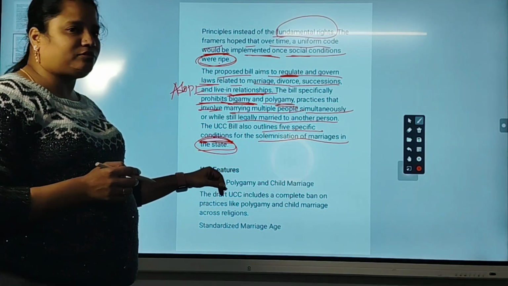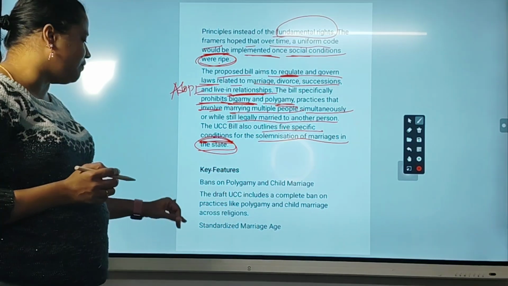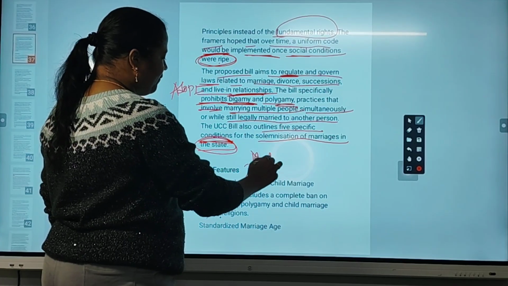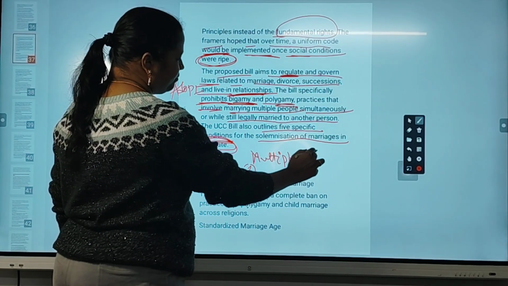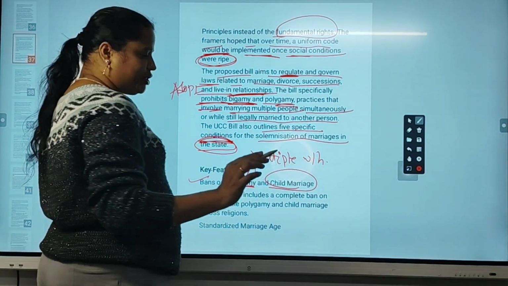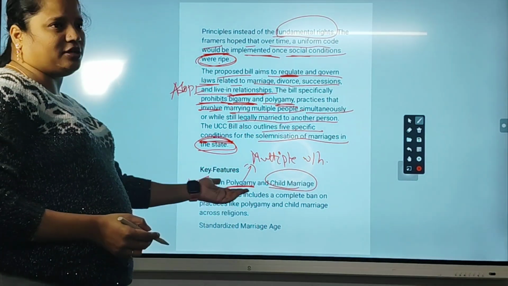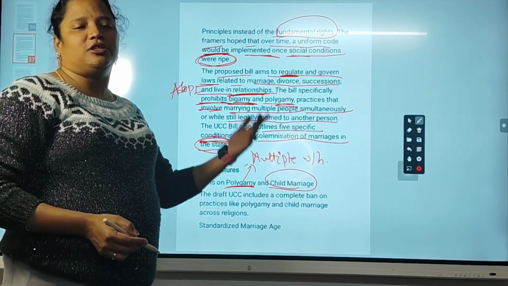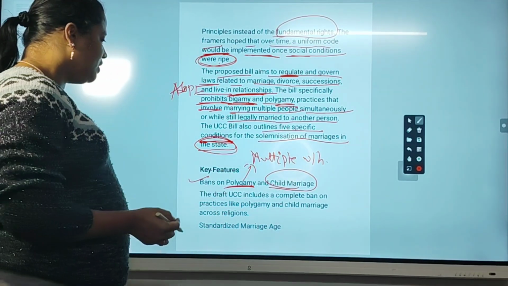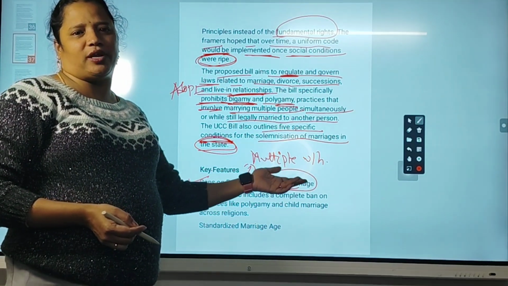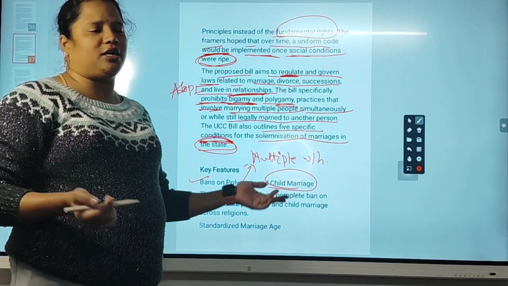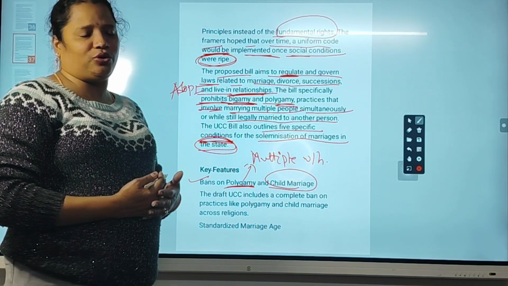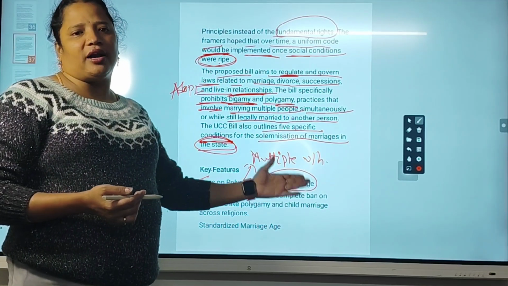Okay, key features. What are the main features of UCC here? We have to see that there is a ban on polygamy, which means multiple wife or multiple husband culture must be stopped. Child marriage must be stopped. We are only discussing this; you just have to follow what the bill is. Child marriages are almost over all over India, that we all know. But why is Uttarakhand implementing a particular bill? Whether child marriage is prevalent in Uttarakhand state, we don't know. We just have to follow what the bill is.